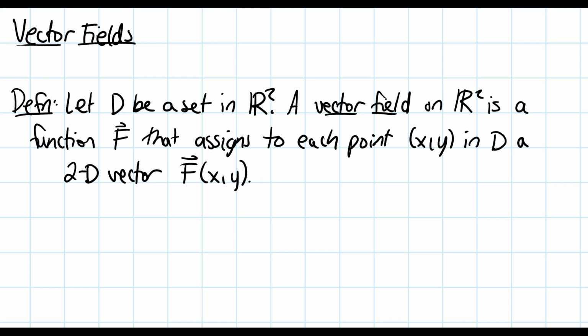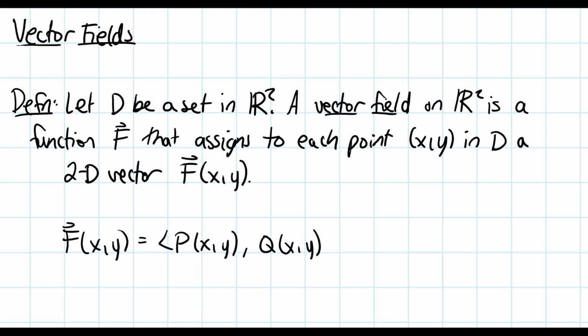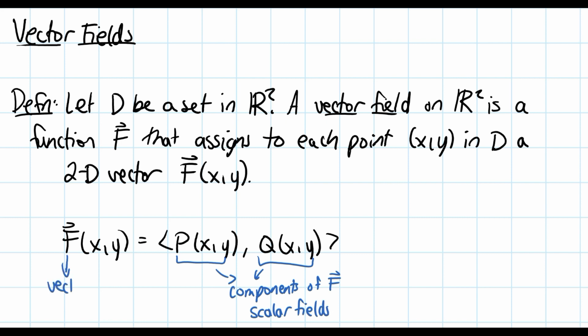Vector fields take points (x, y) and create vectors, so we can represent F(x, y) in component form as ⟨P(x, y), Q(x, y)⟩, where P and Q are the component functions of F. P and Q are also called scalar fields, while F is the vector field. One of the frustrating things about vector fields is that we can't fully sketch them because it would fill up the whole page. However, we can get the general shape by plotting the vectors for some points.